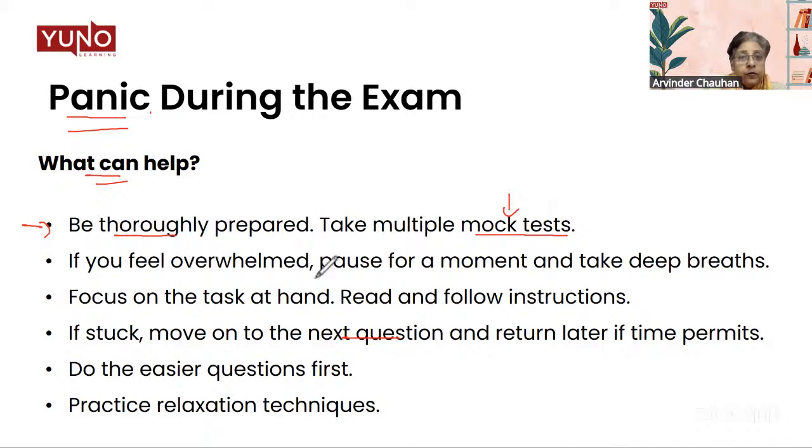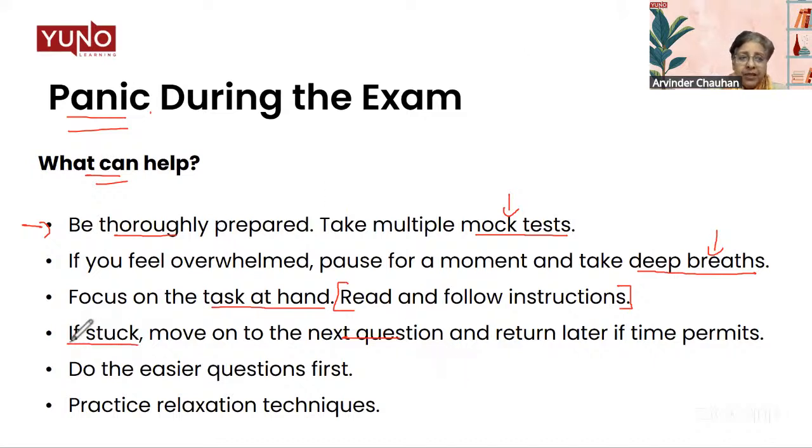So if you feel overwhelmed, pause for a moment and take deep breaths. This can really help you. At times when you start feeling very overwhelmed, very nervous, just stop for a minute, maybe less than a minute, 30 seconds, and close your eyes and take deep breaths. It will help you more than you can even imagine. Focus on the task at hand. Read and follow instructions. Yes, super duper important. Read and follow instructions. If you feel you're stuck, move on to the next question.